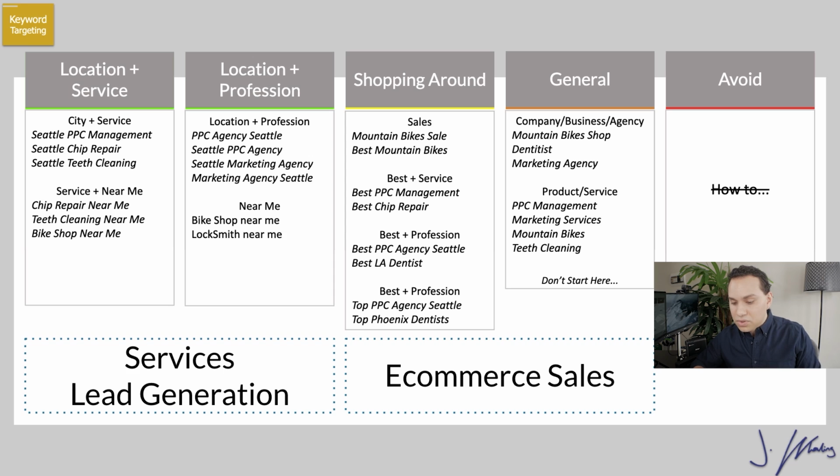So if you're a local services-based business, you're going to use your location plus the service you provide. And then you're also going to have an ad group that's your location plus your profession. And then for e-commerce, you're going to have shopping-around style keywords, so people who are looking for the best or something on sale. And then you can have general keywords that relate to your product or service, although I definitely don't recommend starting with these ones. You'd only use that if none of the first three ad groups actually worked out very well.